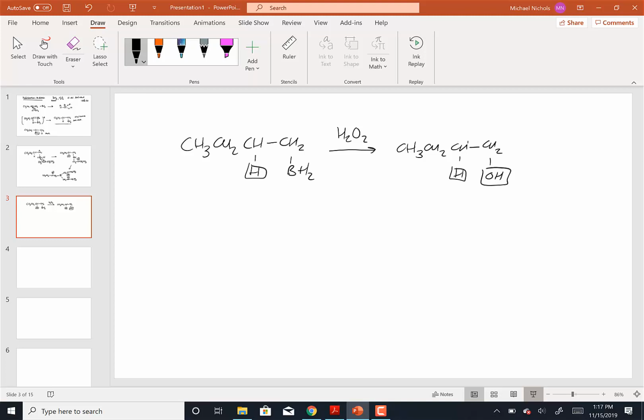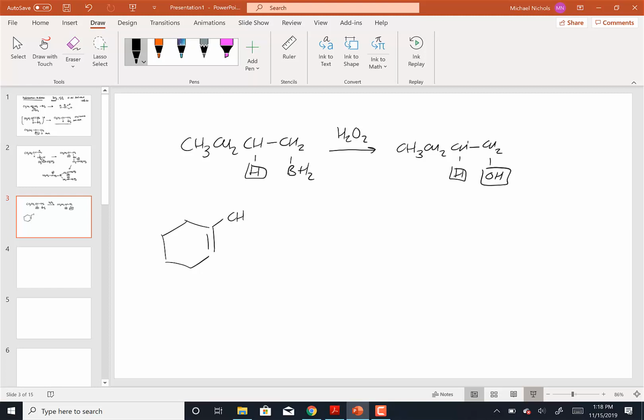So you said that the H adds to the carbon in the double bond with the least hydrogens here, and then vice versa for the boron? Because this is anti-Markovnikov. So if we did a ring, this is where we're going to see the 100% cis or 100% trans.